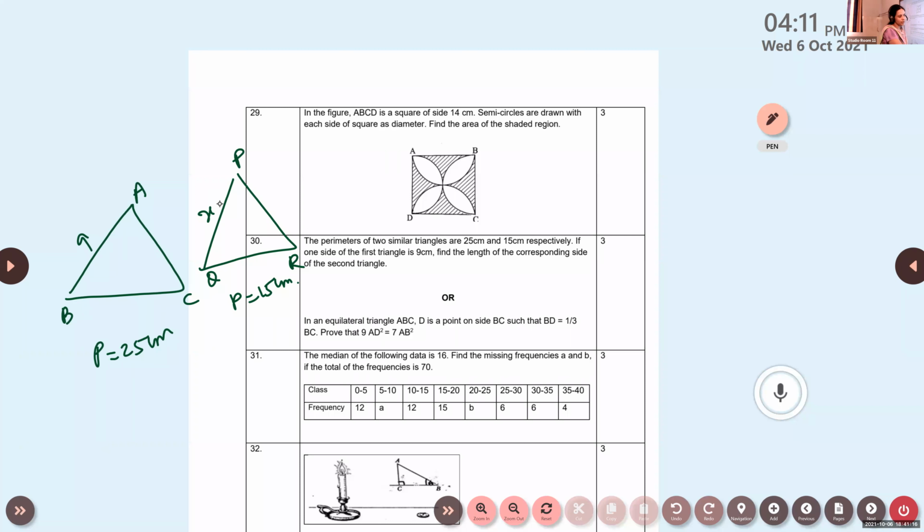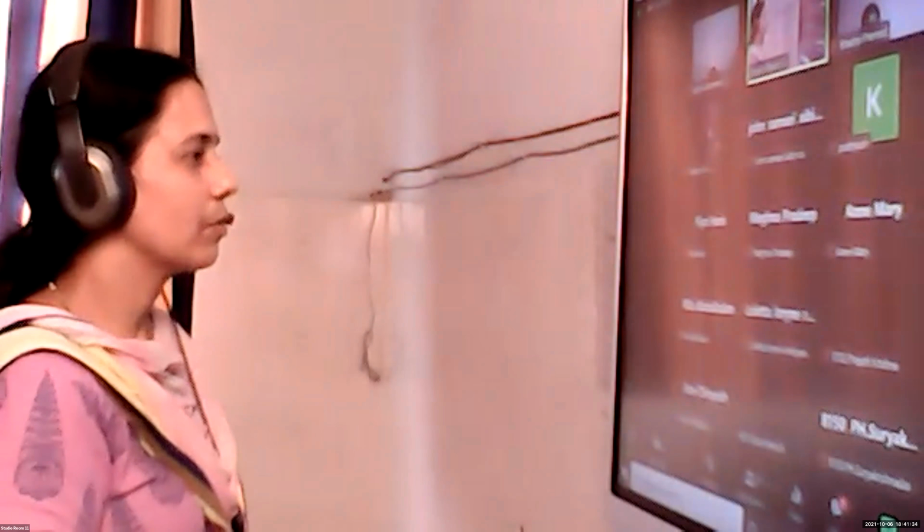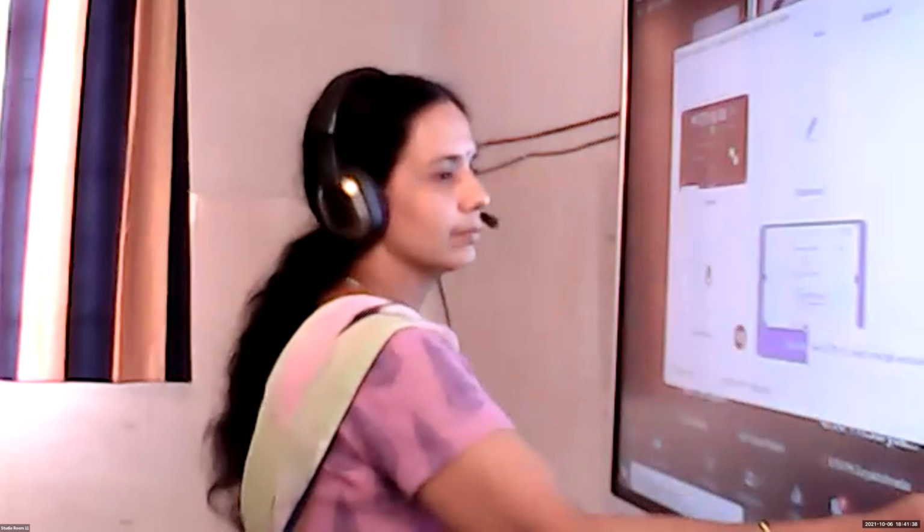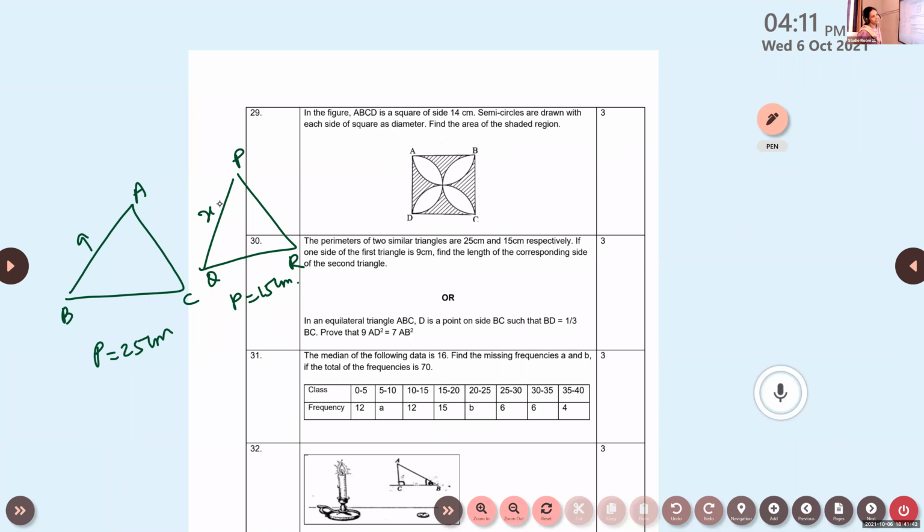What is the relation we know about the similar triangles? Their ratios are same. Yes, not same. What is the term we will use here? Proportional. Okay, the ratios will be always proportional. So here, what will be the answer? 5.4. Yes, very good. Correct. Answer is correct. What about the others, children? Is it clear?